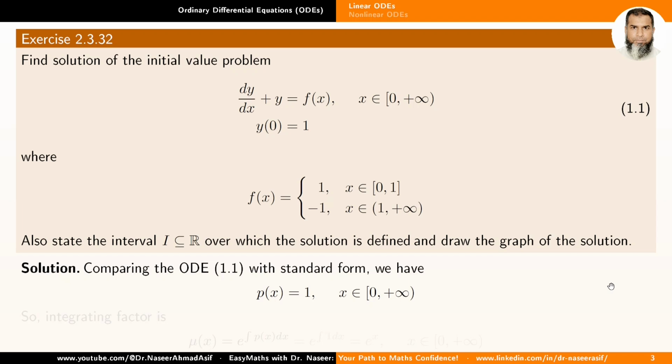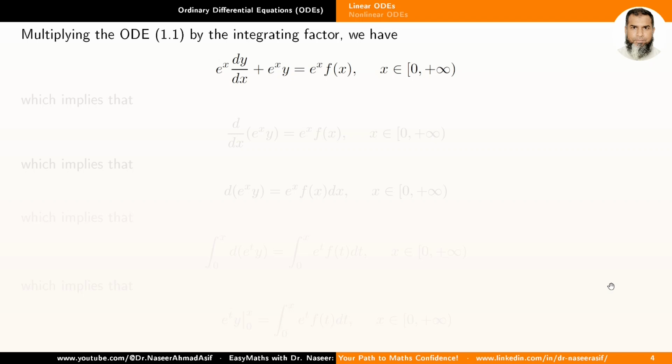Comparing the ODE 1.1 with the standard form, we have p(x) = 1 for x in the closed interval 0 to plus infinity. So the integrating factor is mu(x) = exponential of the integral of p(x) dx, which is equal to exponential of the integral of 1 dx, which is equal to e^x, where x belongs to the closed interval 0 to plus infinity. Multiplying the ODE 1.1 by the integrating factor, we have e^x dy/dx + e^x y = e^x f(x), where x belongs to the closed interval 0 to plus infinity. Well, this can be expressed as d/dx of (e^x y) = e^x f(x), where x belongs to the closed interval 0 to plus infinity.